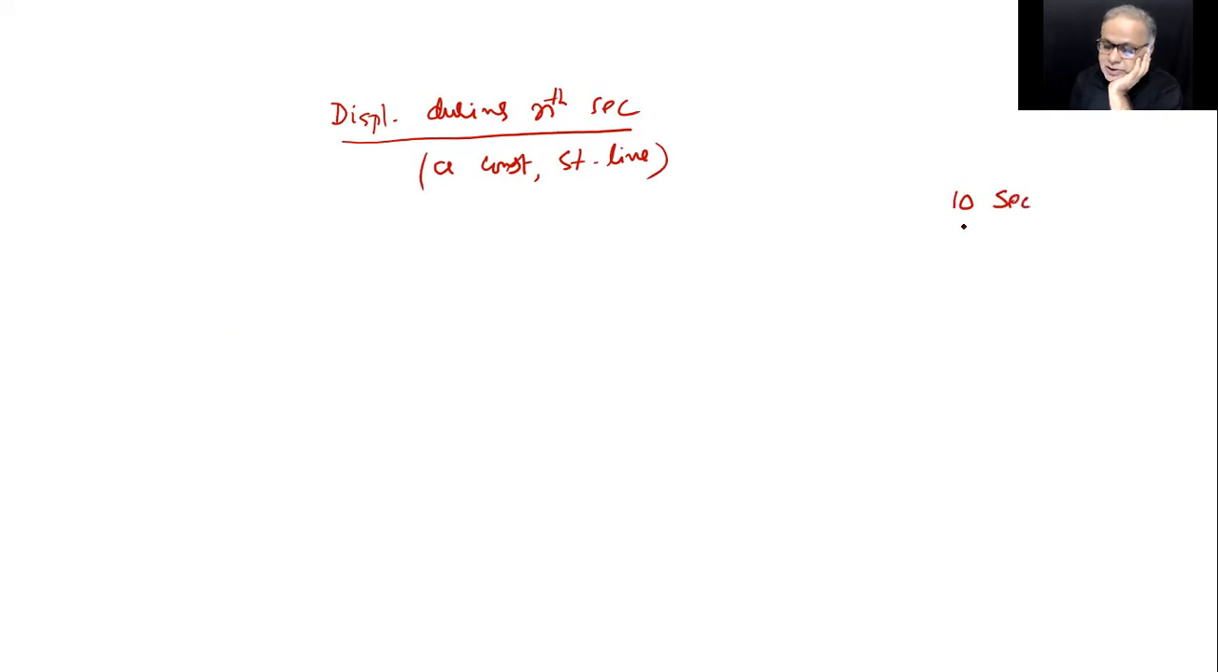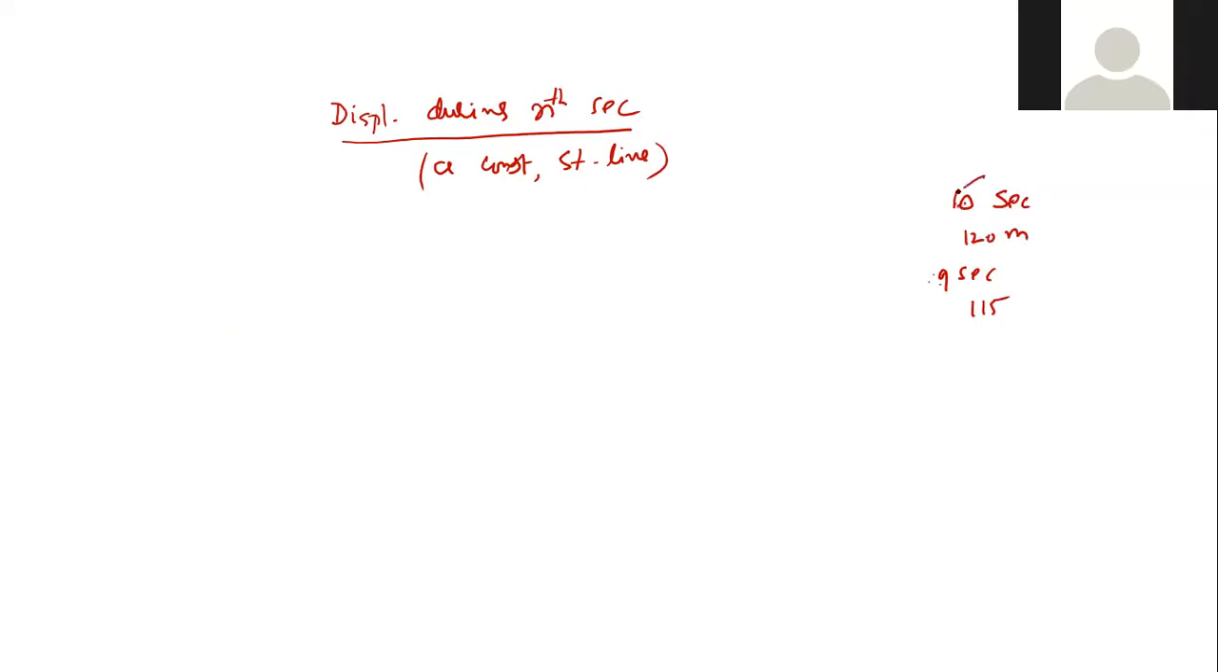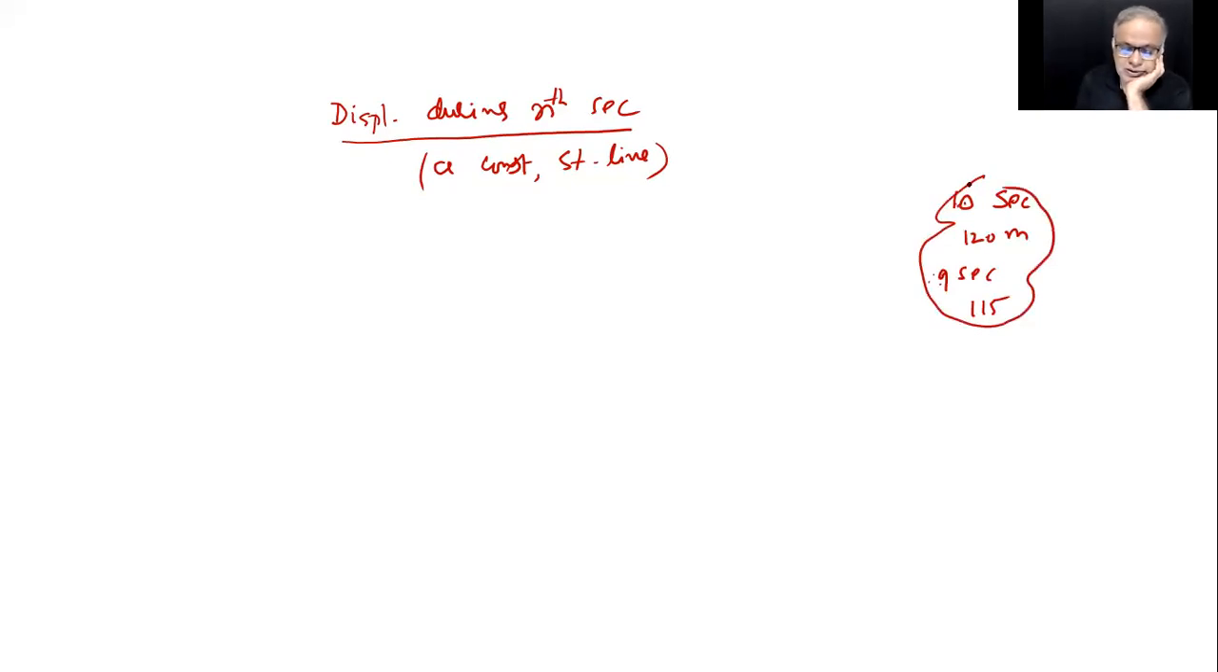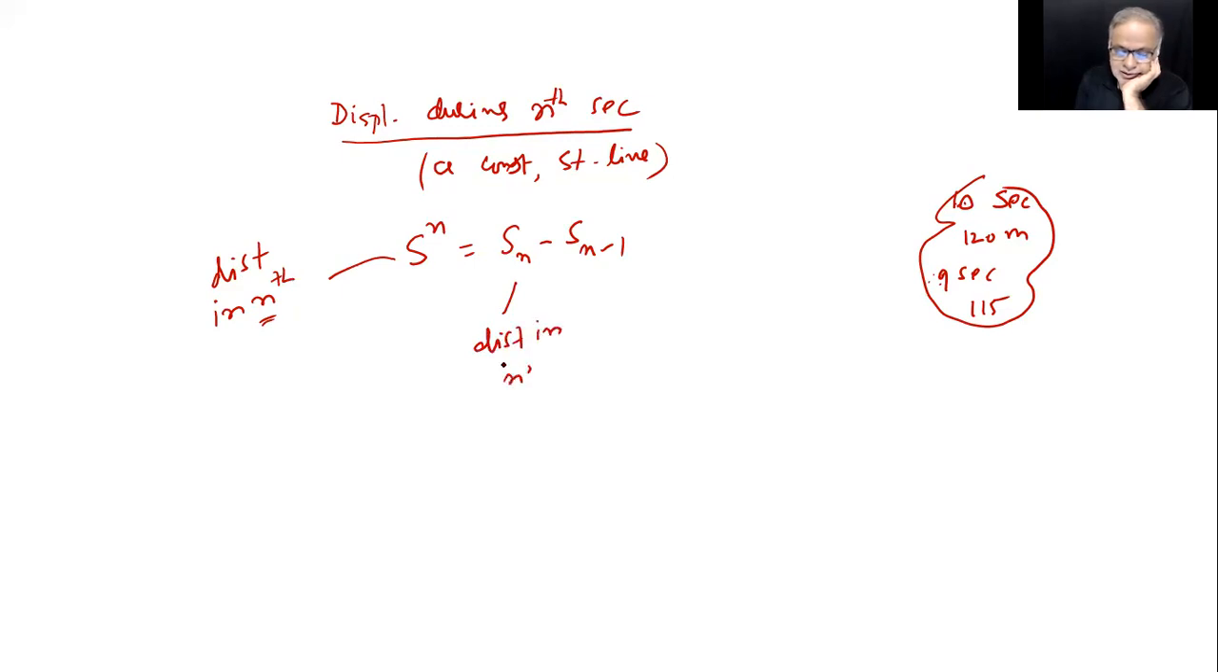See, in 10 seconds, the distance covered in a straight line is, say, 120 meters. But in the first 9 seconds, the distance covered is 115, for example. What is the distance covered during the 10th second? 5 meters. So this is the idea based on which we'll be doing this. S nth equals S in n seconds minus S in n minus 1 seconds. Do you follow? This is distance in nth second. What is this? Distance in n seconds.